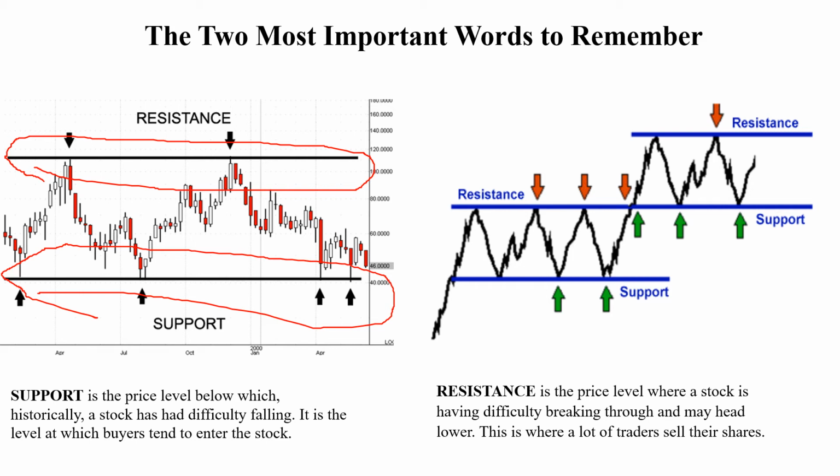Some people like to explain it kind of like being in an apartment building. Let's say you live on the third floor. Then your floor is the people on the second floor. Your floor is support for you, but it's resistance for them. And the same with the people on the fourth floor who live above you. Your ceiling is support for them, but it's resistance for you. So that's how support and resistance works.